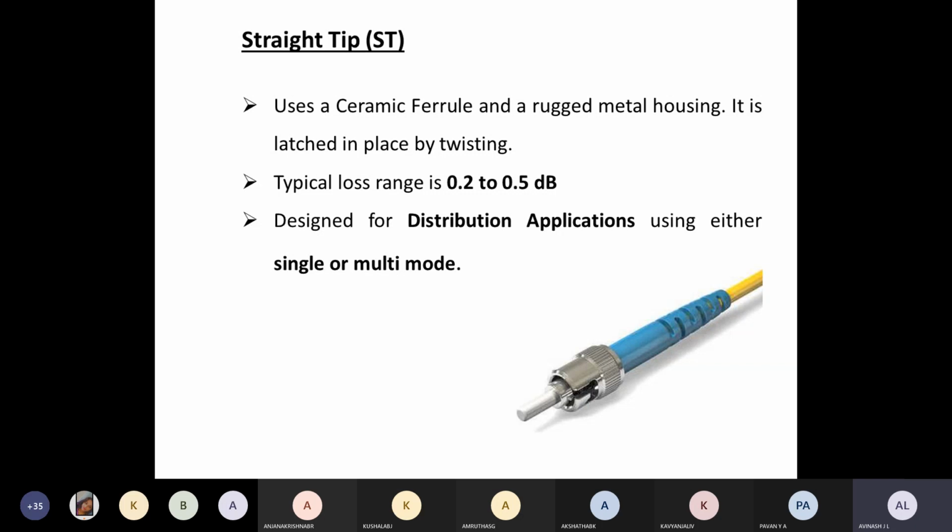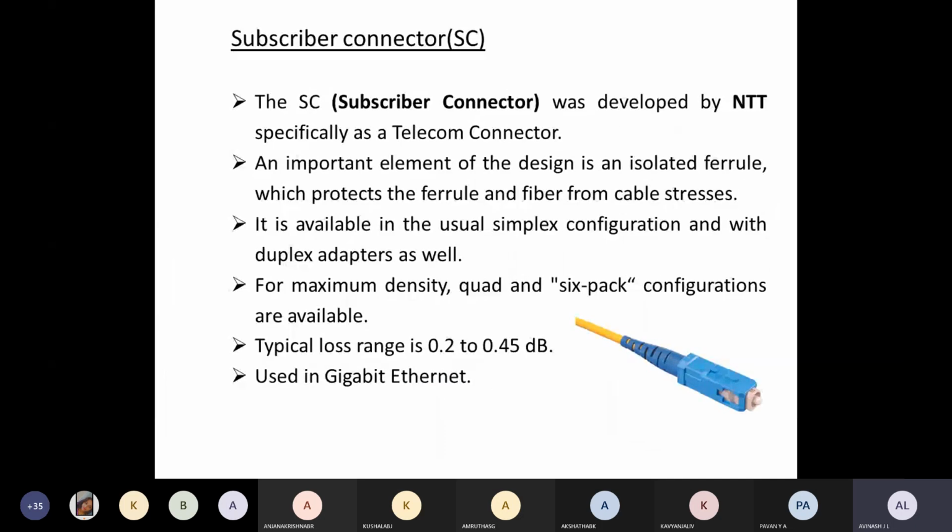So once you take this one, we'll move on to the next one, that is the subscriber connector. So when you're talking about the subscriber connector, it was developed by NTT specifically as a telecom connector. NTT is the name of the company. So the subscriber connector was developed by NTT, specifically designed as a telecom connector. Telecom connector means like landline cables. Okay. So that is why we say subscriber. An important element of the design is an isolated ferrule, which protects the ferrule and fiber cable.